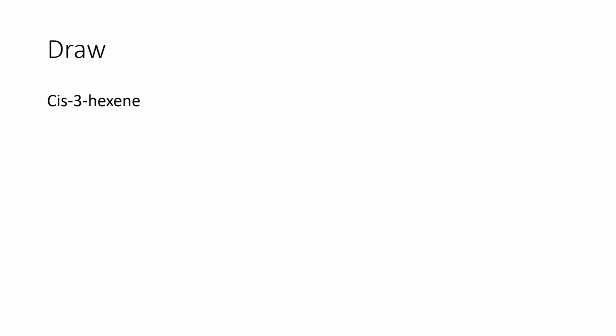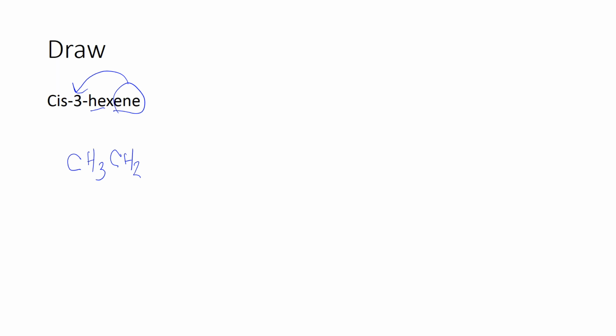Alright, in this problem we have the hexene, which is a 6 carbon molecule, and it has a double bond, and according to the name we're told the double bond is at the third carbon. So I'm going to start off, there's nothing else on here, so I'm just going to start by writing my first 2 carbons.